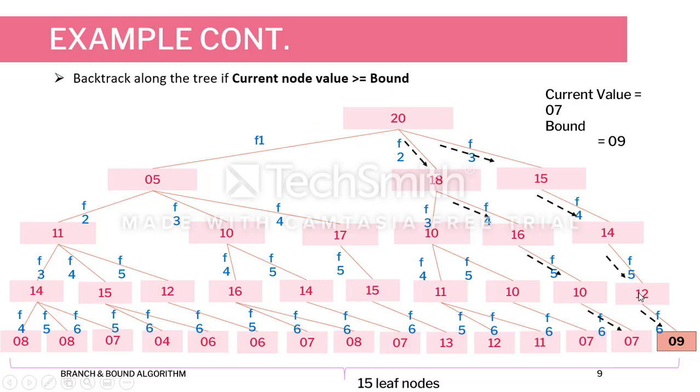Then I have to backtrack along the tree if the current node value is greater than or equal to the bound value. So if I go back, now here the bound value is 9, and then if I go back to here and go to this node 18, which is greater than 9, so I continue and come to this 16. Again 16 is greater than 9, so I'm going to continue, and 10 is greater than 9, so I'm going to continue, and I come to this leaf node which has a value 7.